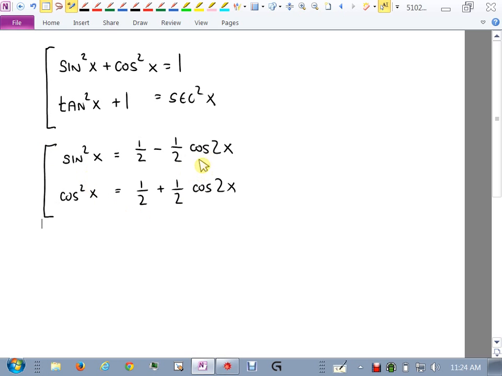But both of these formulas have cosine 2x in them. The sine one has the subtraction and the cosine one has the plus. I always remember that formula by thinking s, subtraction, s, sine, and that's why I always remembered it.